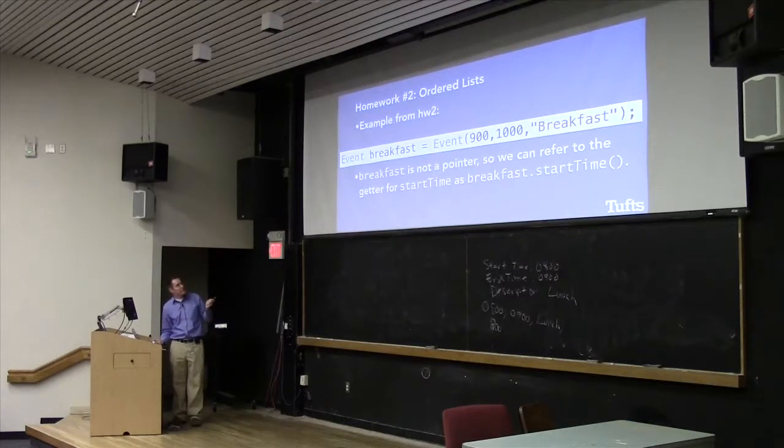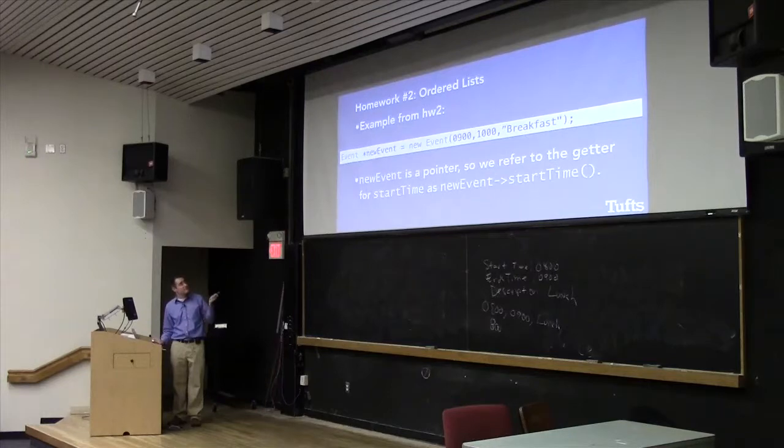Say we have an event called breakfast, and we declare it like this: event 900, 1000 breakfast. That's giving you the actual event object. It's not a pointer, and you can tell there's no star over here. You refer to the getter for start time as breakfast dot getStartTime, I believe. Then if you have a pointer, it looks like this: event with the star for the pointer equals new event. And remember, new always gives you a pointer. Now you've got a pointer, so you have to say the pointer arrow getStartTime. Questions on the differences?